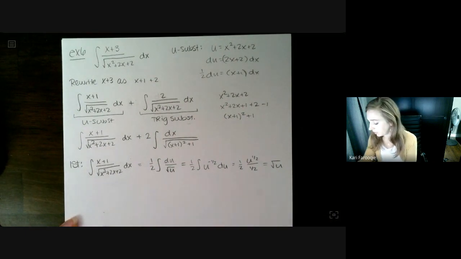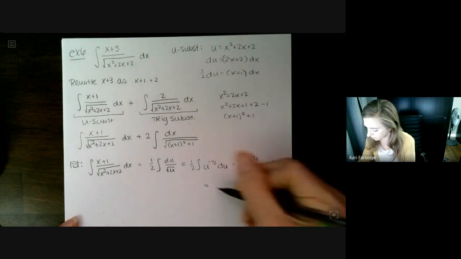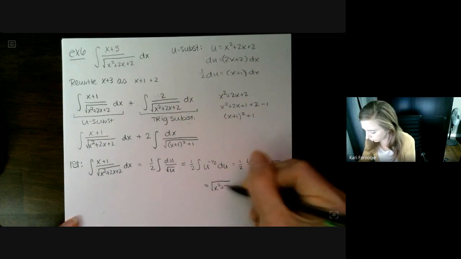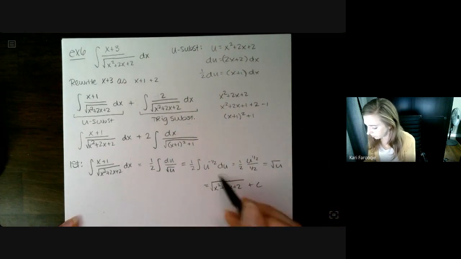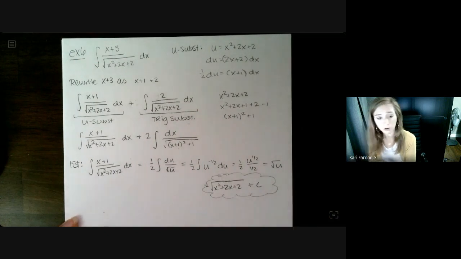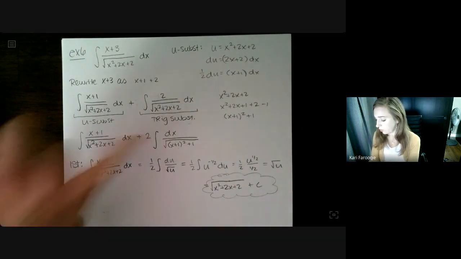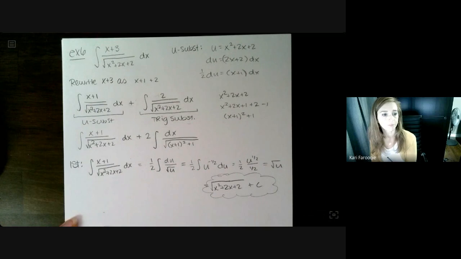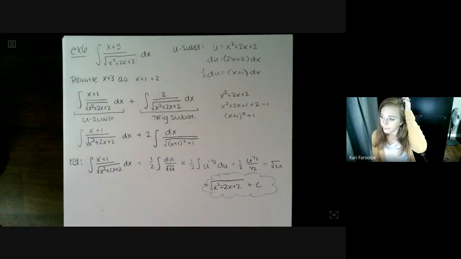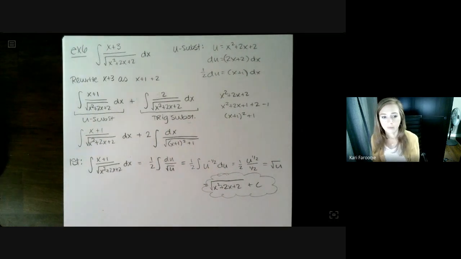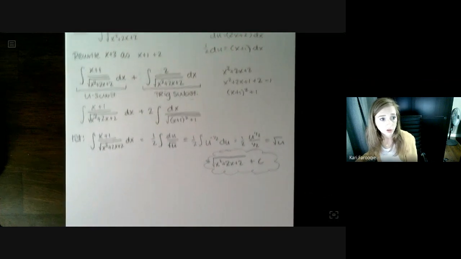And then you can sub that back and say that this is the square root of x squared plus 2x plus 2, plus c. So this is a preliminary result. It's part of your answer. But now we have to work on the second term. All right, questions on the first term integral? Okay.